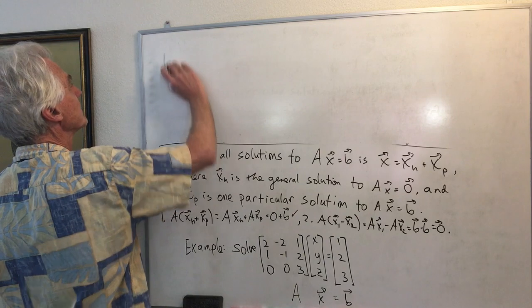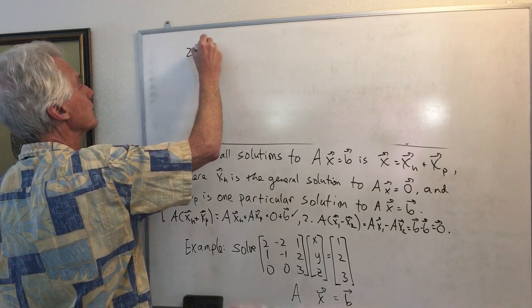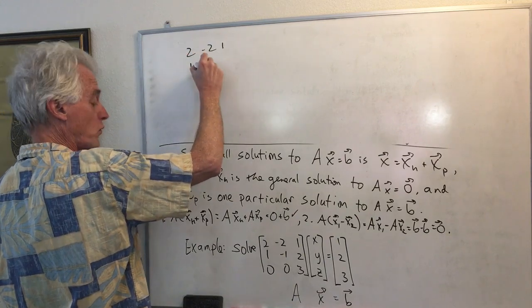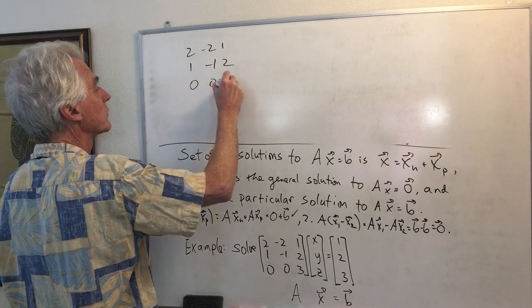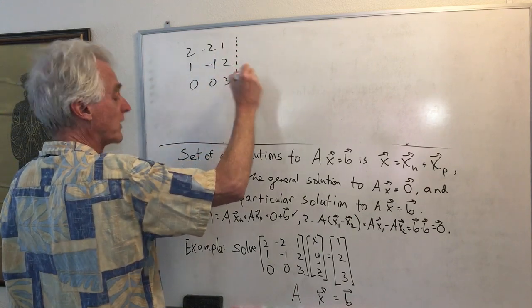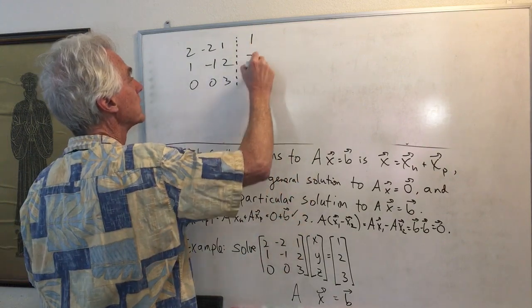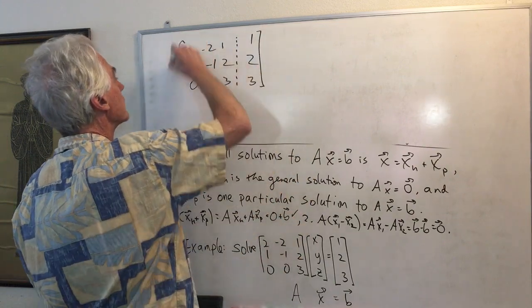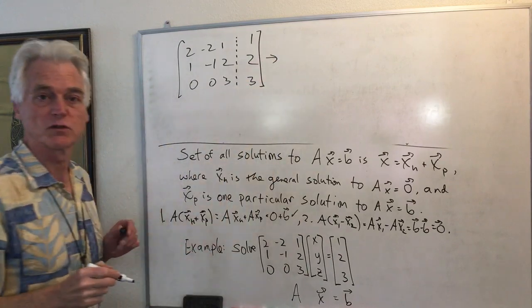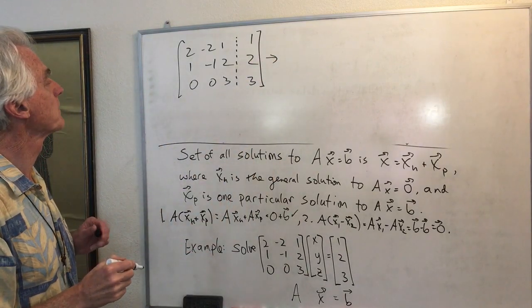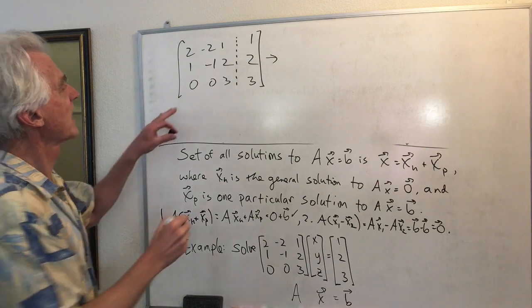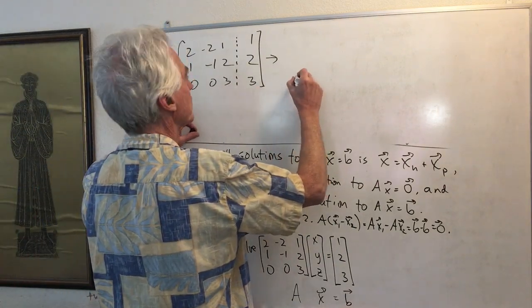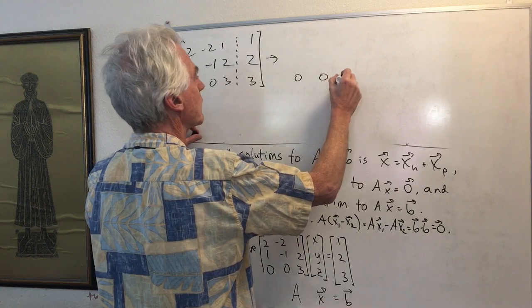We make the augmented matrix 2, negative 2, 1, 1, negative 1, 2, 0, 0, 3. We add the column 1, 2, 3. And we want to find the reduced row echelon form of that. All right, let's see. First thing I want to do is multiply this bottom row by a third, and I get 0, 0, 1, 1.